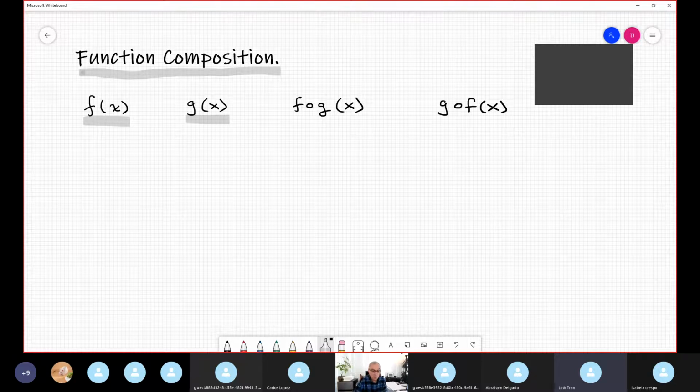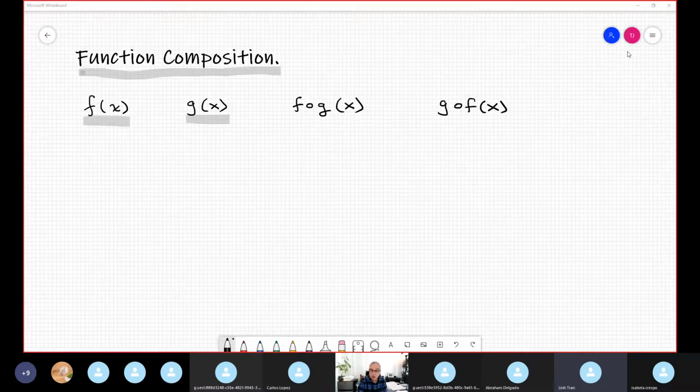You have two functions, f and g. One possibility to put them together in a different way, not using addition, subtraction, multiplication, and division, is composition. This symbolic way can look like a small circle. This or this indicates composition. And what is the interpretation of composition?